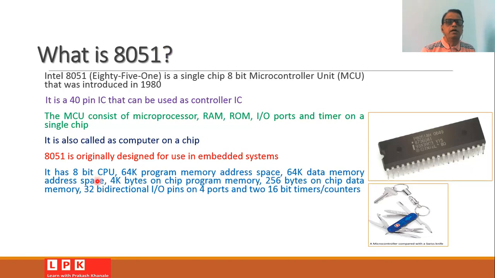This microcontroller 8051 has a microprocessor or central processing unit, which is an 8-bit CPU. It has access to 64 kilobytes of program memory space and 64 kilobytes of data memory address space. That is, externally you can connect some memory for storing the program or the data. Also, it has 4 kilobytes of on-chip program memory and 256 bytes of on-chip data memory.